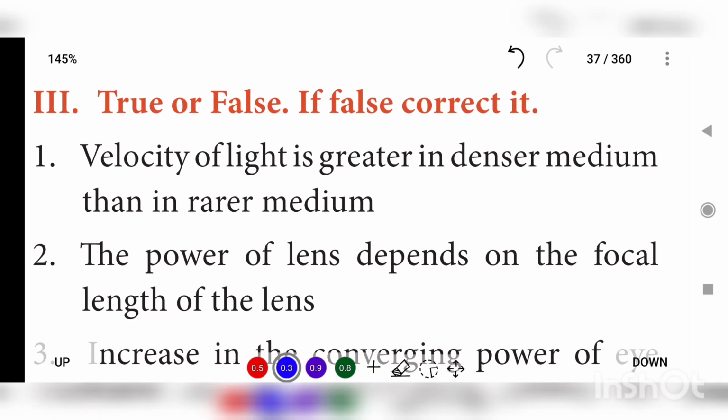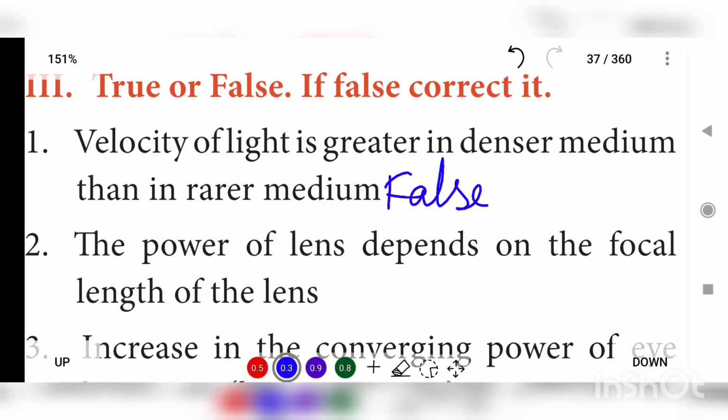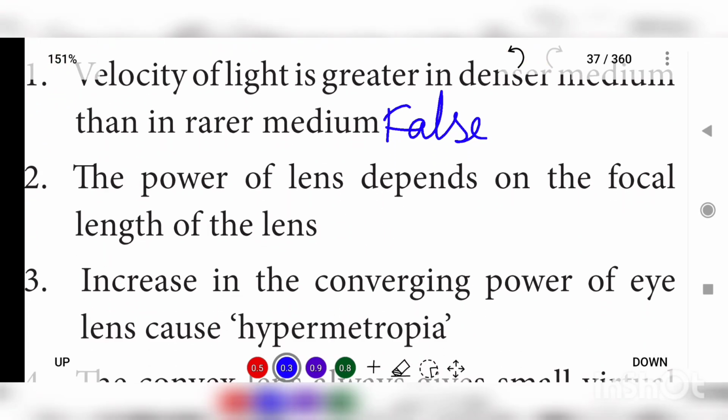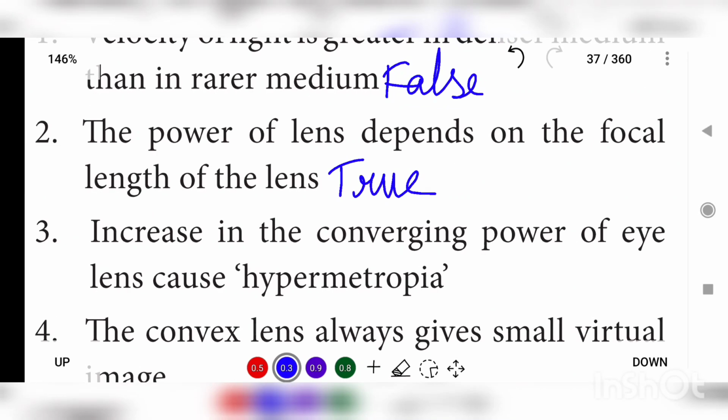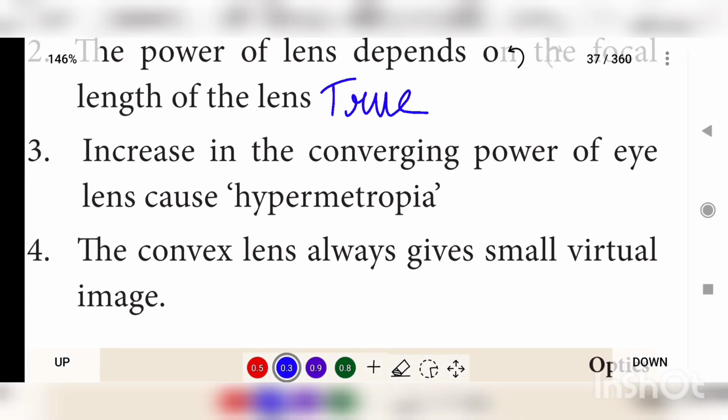True or false? First one, velocity of light is greater in denser medium than in rarer medium. Answer, false. So the correct statement is velocity of light is lesser in a denser medium than in rarer medium. Second one, the power of lens depends on the focal length of the lens. Answer, true. Third one, increase in the converging power of eye lens cause hypermetropia.